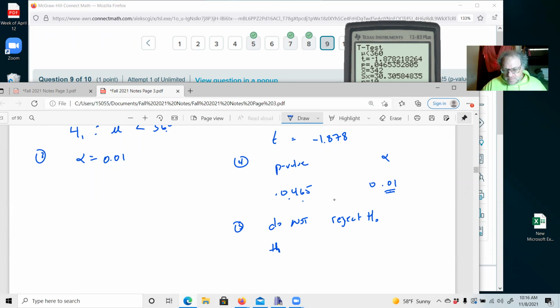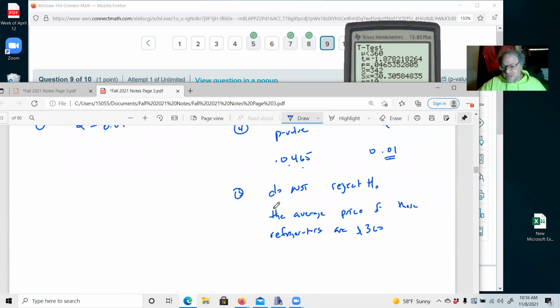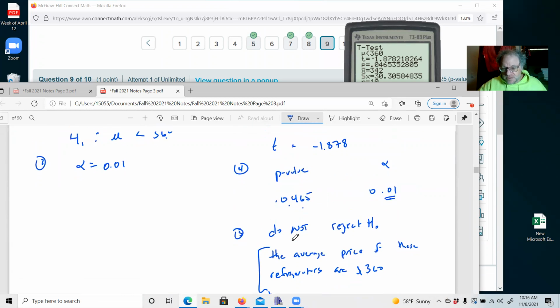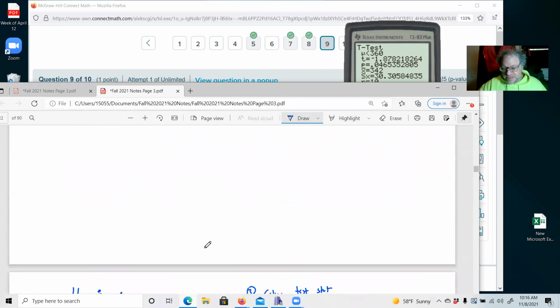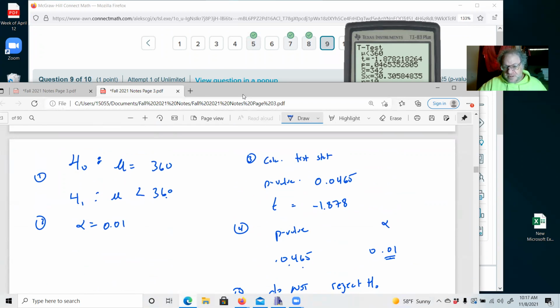The average price of these refrigerators is $360, or is likely to be $360. Okay, you can phrase this as to what you're saying. I'm not really trying to grade your grammar on this, as long as you communicate some way of saying the average price of the industry is correct. It's $360, whatever you want to do with that.